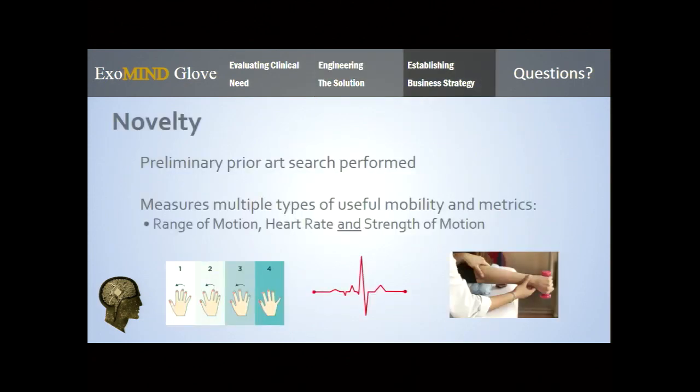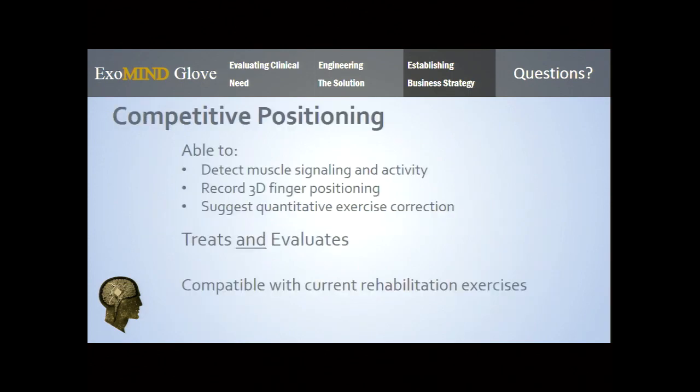So one of the very first things we did was perform a preliminary prior art search to make sure that what we were creating was in fact ours to create. Now, what's different about our device is that it measures range of motion, strength of motion, and heart rate all in one device, which you can't find anywhere else in the market.